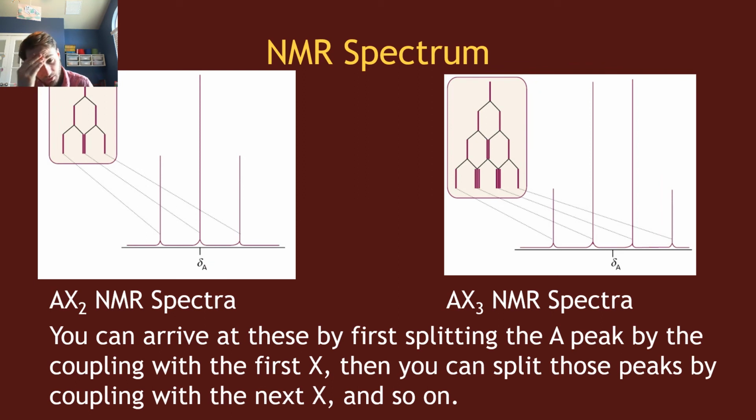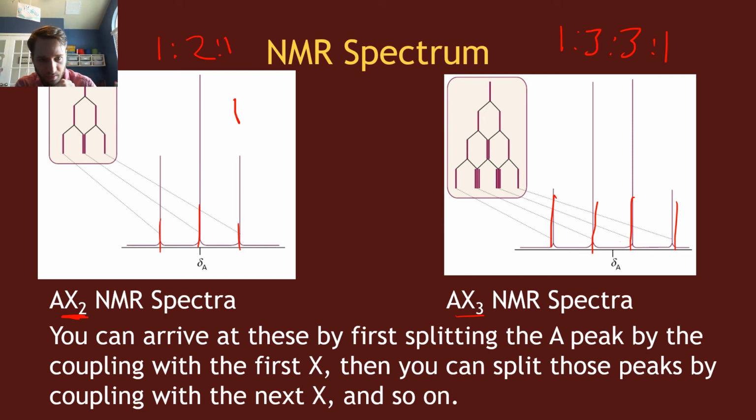Trying to expand upon this, if I have, say, two X atoms now coupling with my atom A, the chemical shift of atom A will get split into three peaks. If I have three atoms coupling with atom A, it gets split into four peaks. The heights of these peaks are 1 to 2 to 1 for three peaks, and 1 to 3 to 3 to 1 for four peaks. So the ratio between the heights of these peaks is very specific.